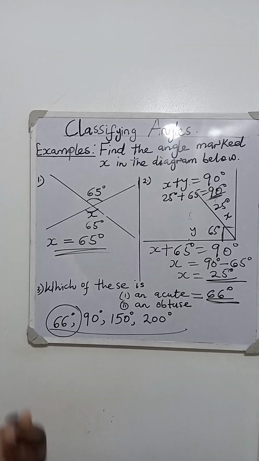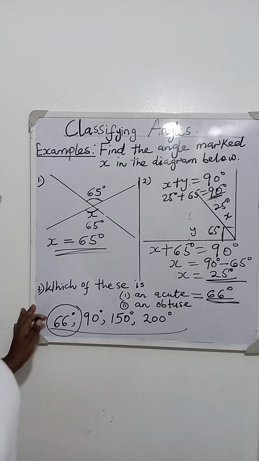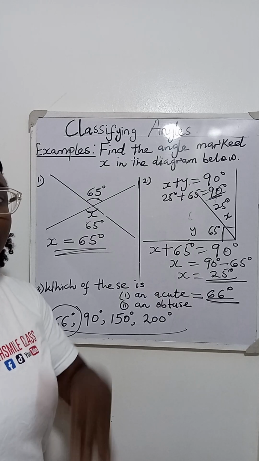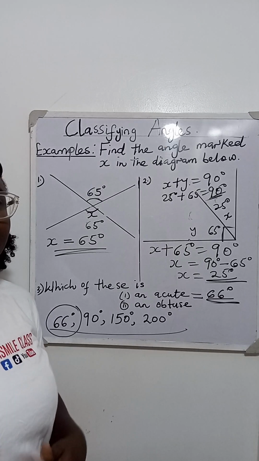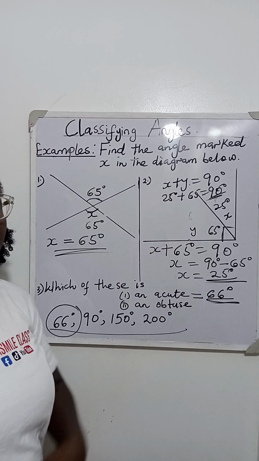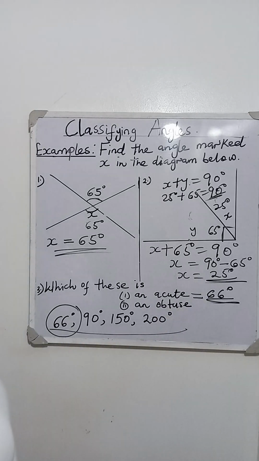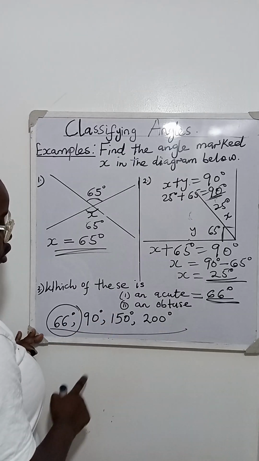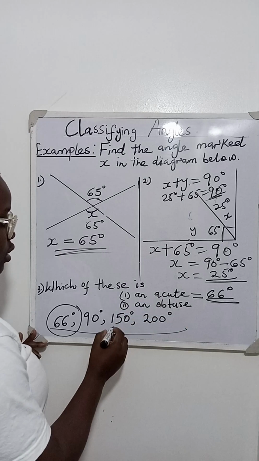So this implies that 66 degrees is the acute angle. Now, which of it again is an obtuse angle? From the definition of an obtuse angle, recall that an obtuse angle is greater than 90 degrees, but not more than what? 180 degrees. So an obtuse angle lies in between 90 degrees and 180 degrees. So which of these angles do you think is an obtuse angle? Is it 66 degrees, 90 degrees, 150 degrees, or 200 degrees? Of course, it is what?